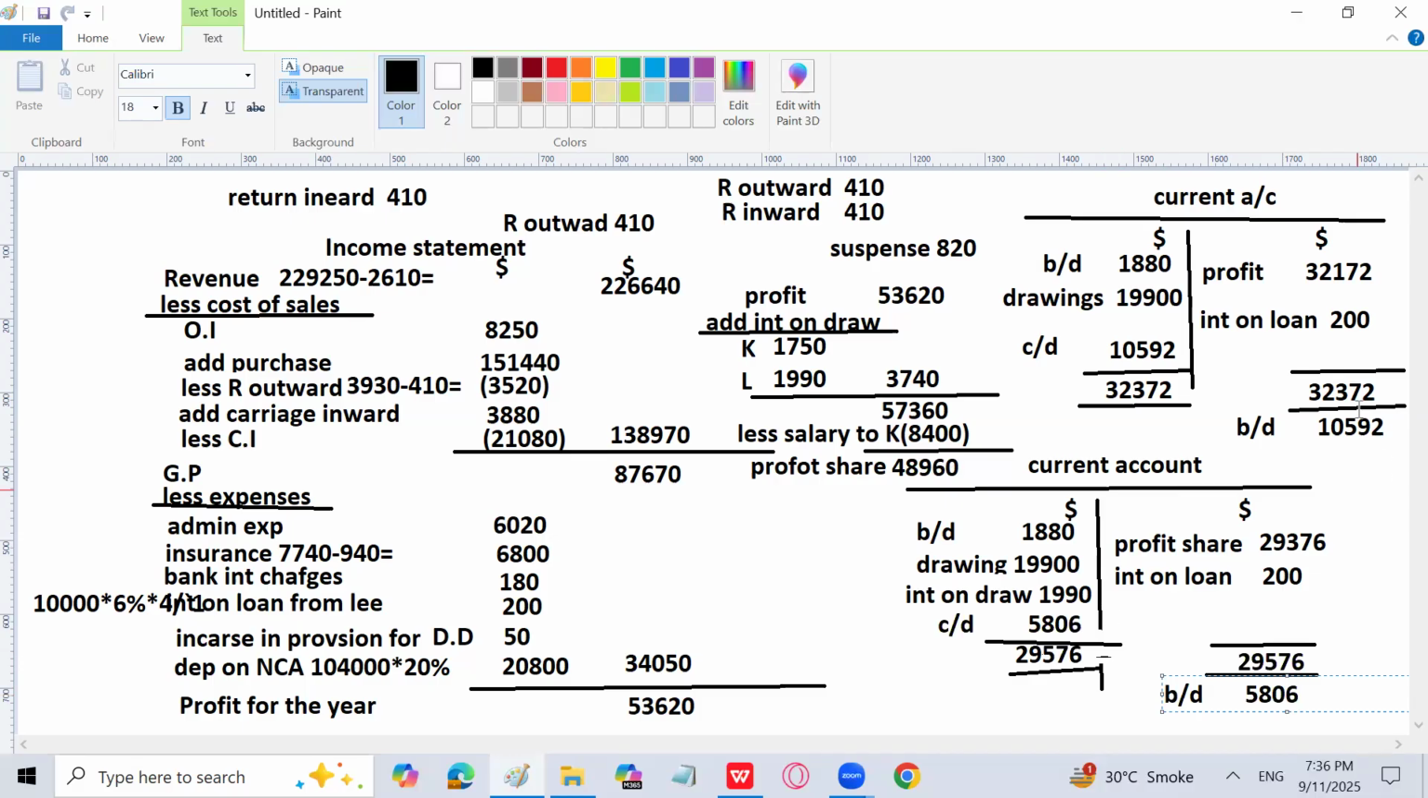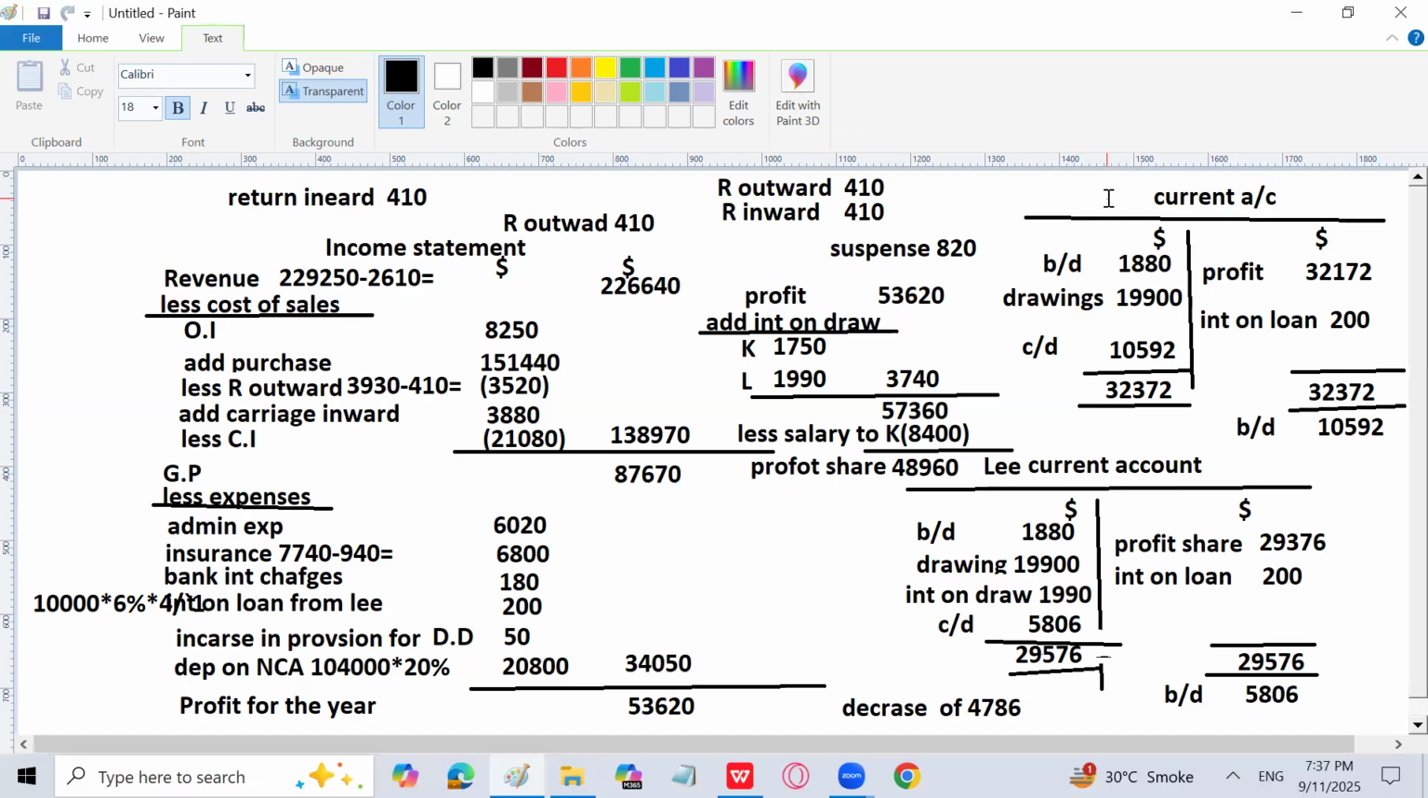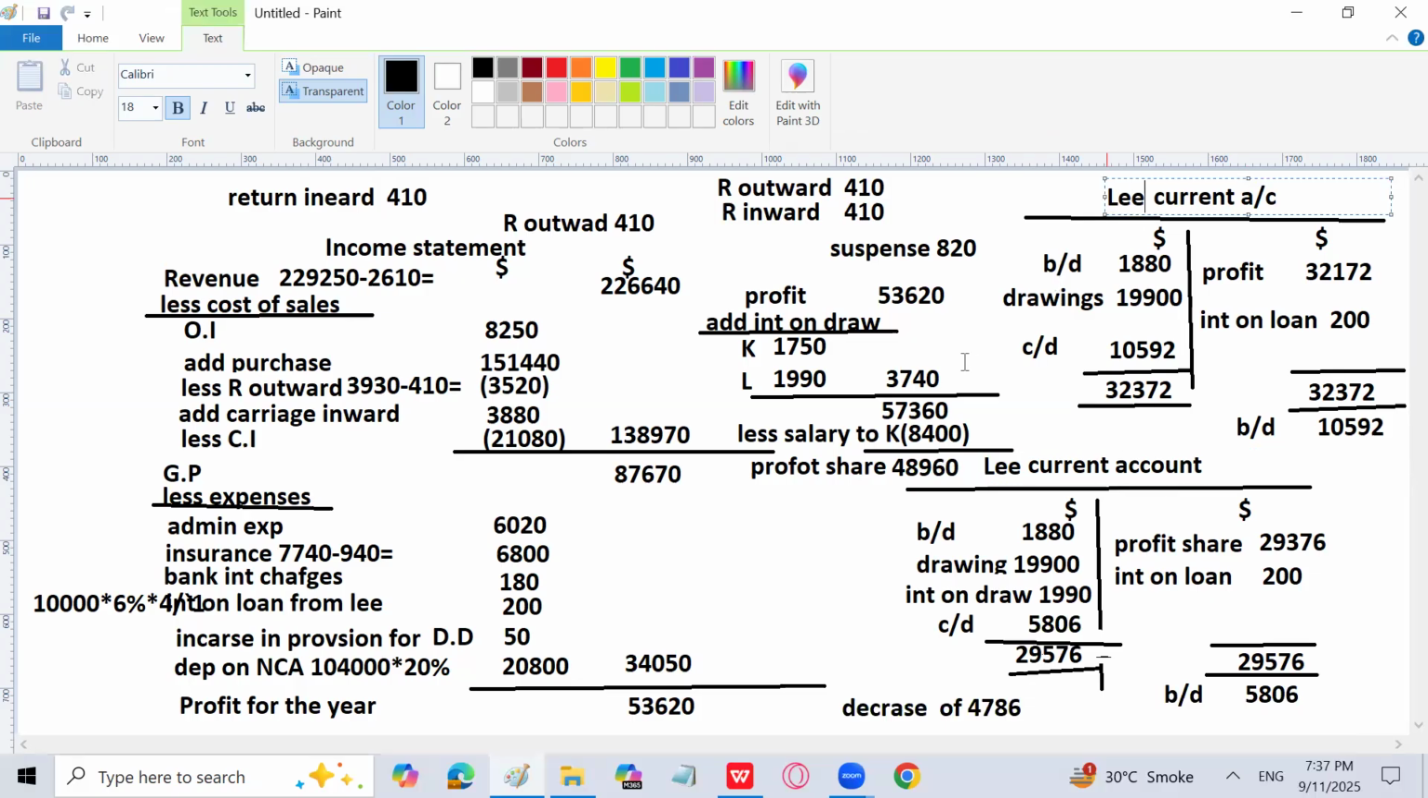Now he is asking what is the increase or decrease in the current account. So there is going to be a decrease in Lee's current account. How much? 10,592 minus 5806, 4786. So there is a decrease in the current account of Lee with an amount of 4086. So this is how we are done with this question.